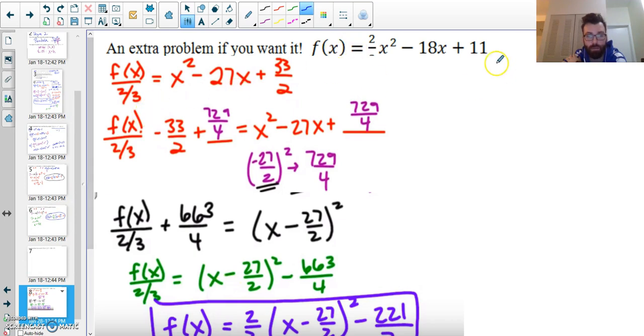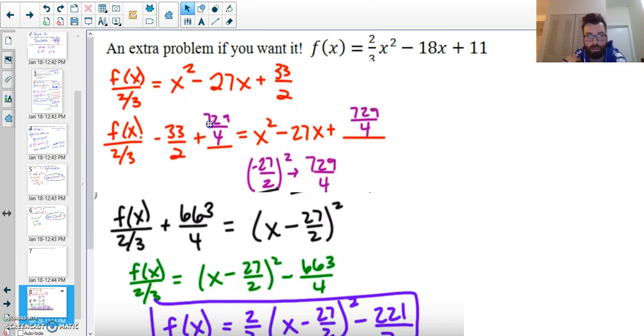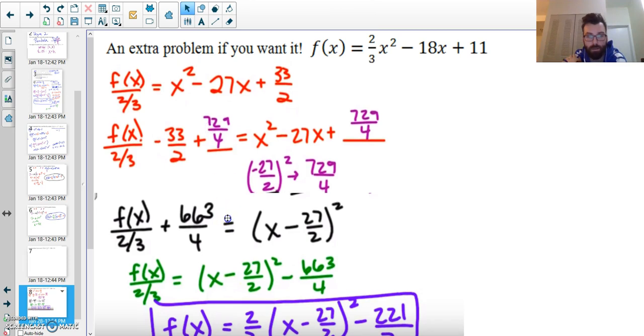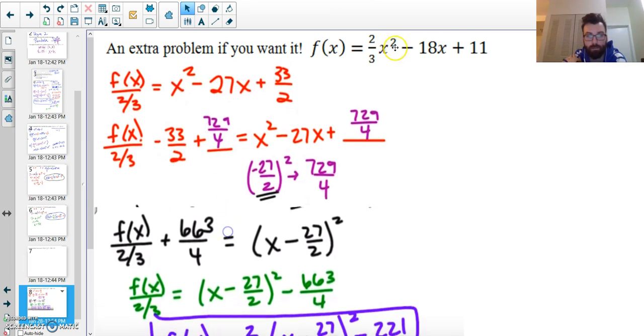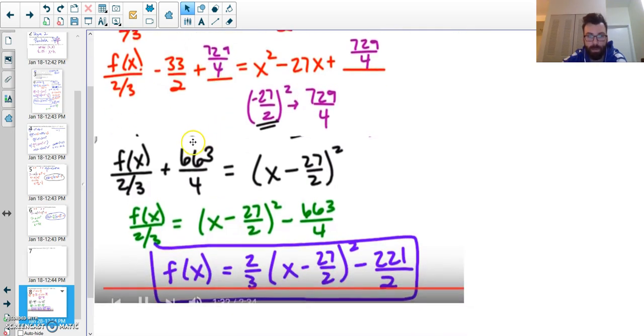Here you go. This one's a little bit messy because of the fraction. This is a 2/3 here, so I divide everything by 2/3. Which makes this all nice and messy. 33 over 2. Subtract it. -27 over 2 squared gives me 729 over 4. Okay. Find a common denominator.